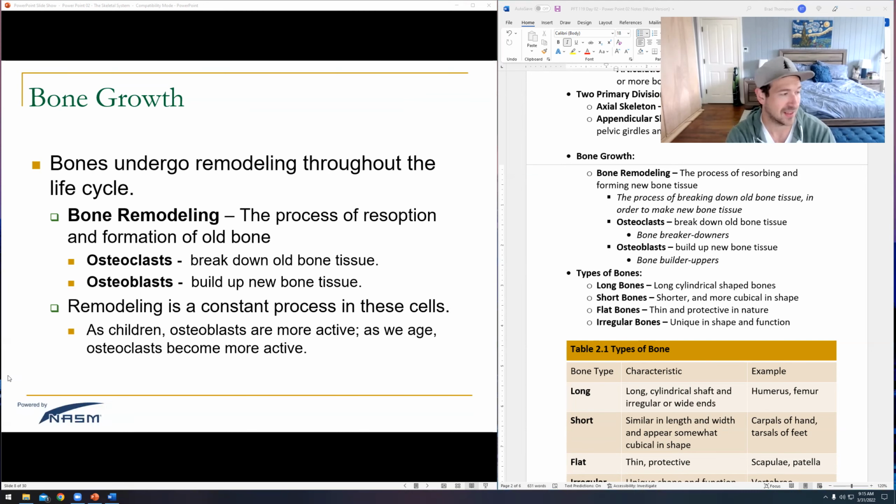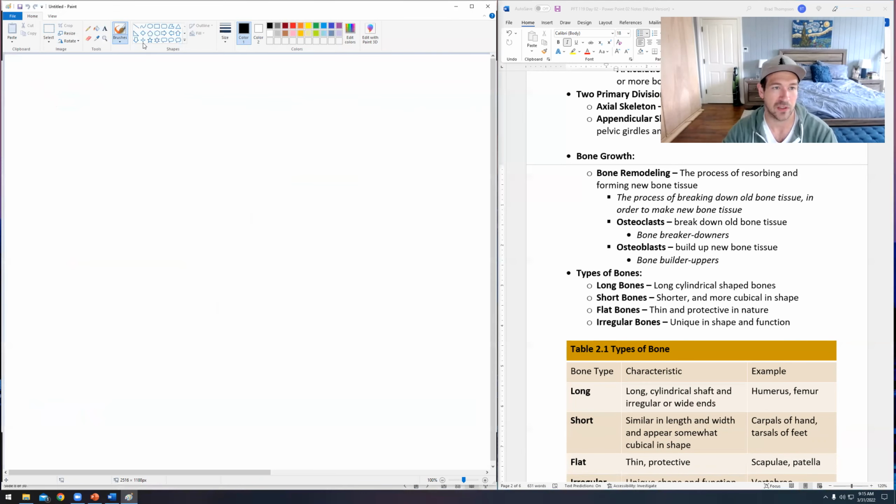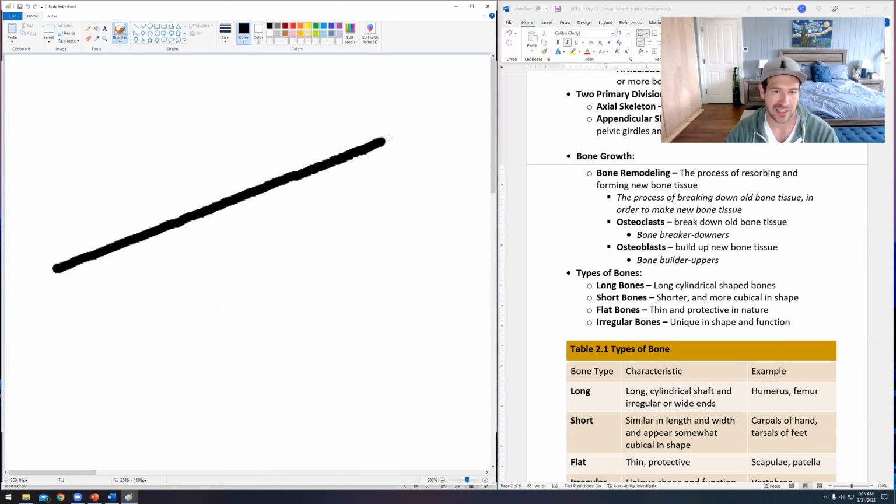So just showing you what this looks like. When I say imperfect bone tissue, right? If we picture a really thick line here, let's say this is what our bone tissue looks like, right?